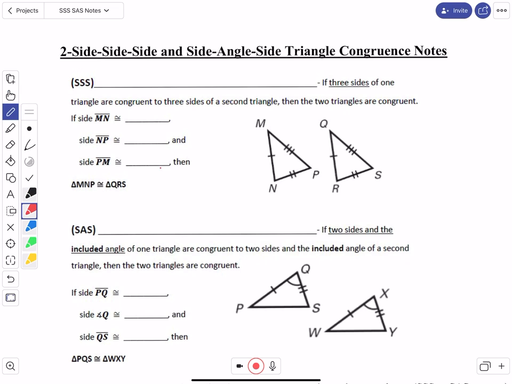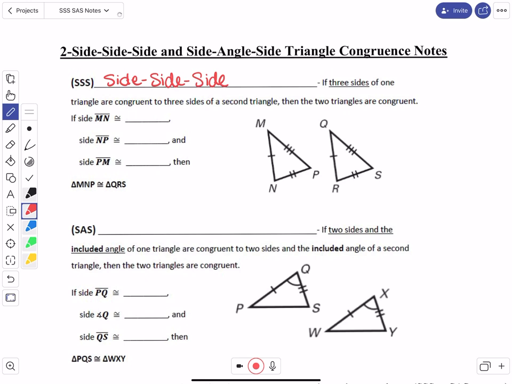And so the SSS just stands for side, side, side. And this is one of the easiest ones to identify. And it just says if three sides of one triangle are congruent to three sides of a second triangle, then the two triangles are congruent.